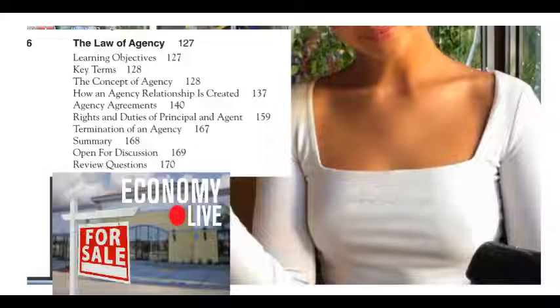Net listing: no other broker authorized; the seller receives a predetermined amount and the broker receives the excess. Option listing: no other broker authorized; the broker has the right to purchase the property. Requires full disclosure to the seller of the broker's profit if the option is exercised.